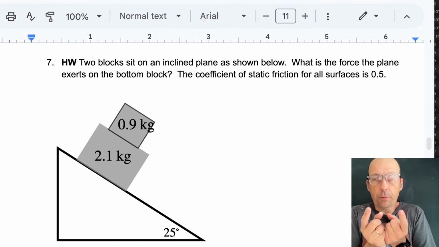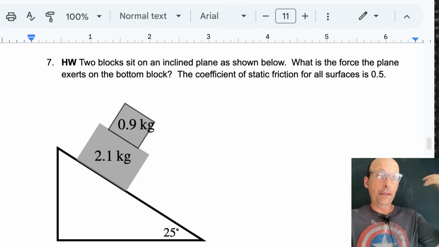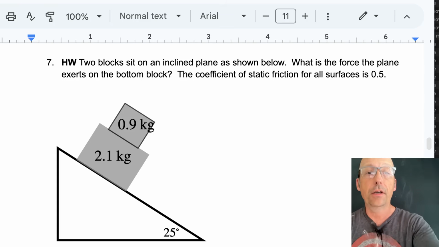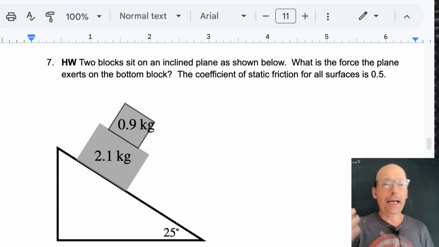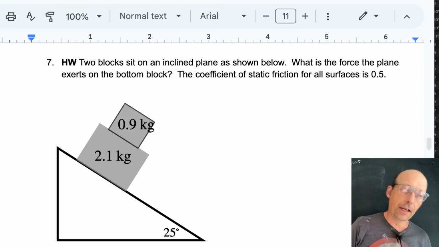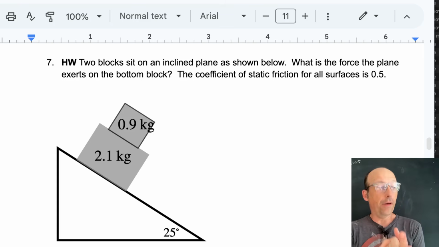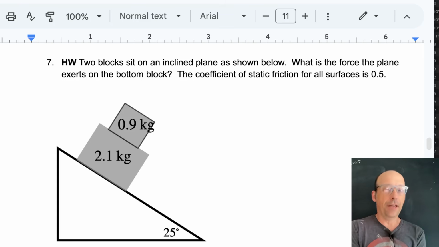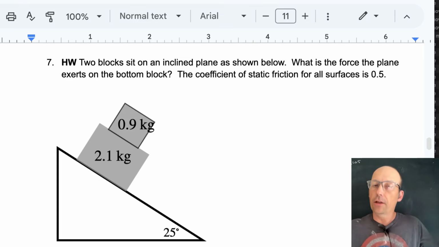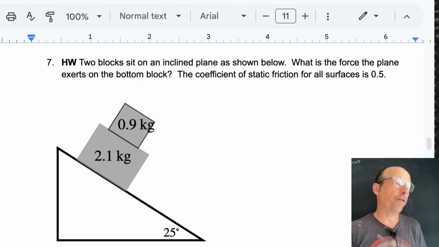I assigned this homework problem, and I wrote this homework problem, and this is a terrible problem, so I'm going to solve it. Okay, so the problem has these two blocks sitting on an incline. The top block is 0.9 kilograms, the next block is 2.1 kilograms, and the coefficient of static friction is 0.5 for all surfaces, so between this block and that block and that block and that block.